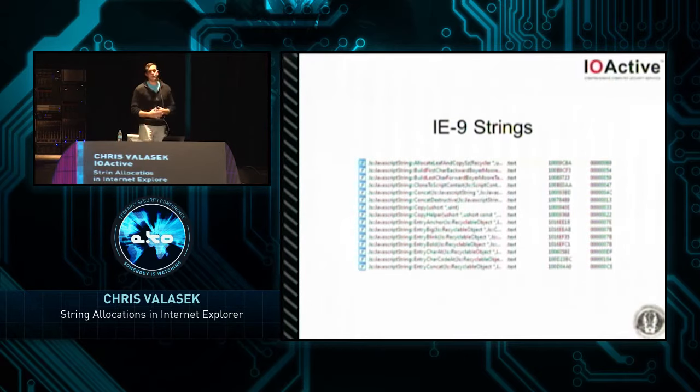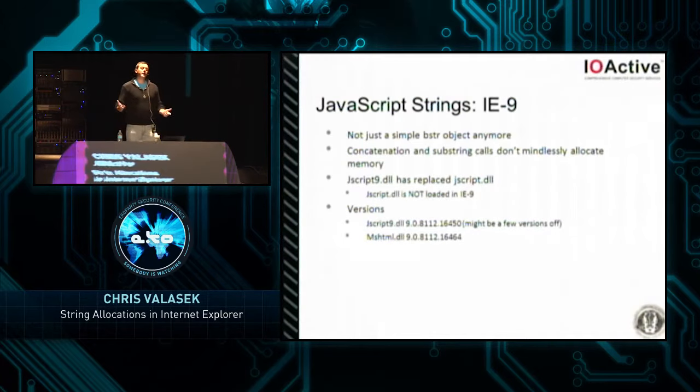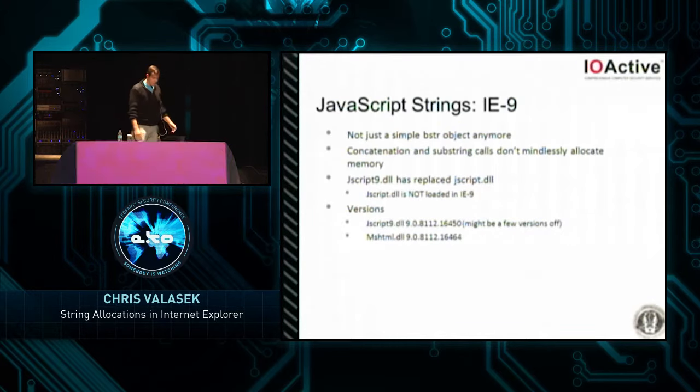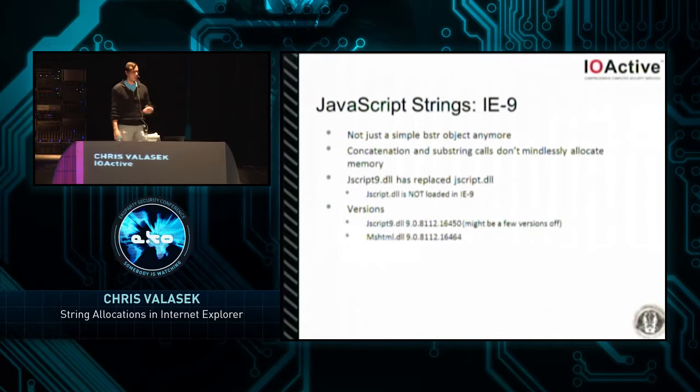Now we're going to move on to how these strings work in IE9. Every string that you create isn't just a BSTR anymore. And a BSTR, for those of you who don't know, is an object, a piece of memory that has a 4-byte size, the string, and a 2-byte null terminator. These are fairly popular within Windows software and otherwise. You no longer see JScript.dll even loaded in the modules list in Internet Explorer 9, 10, and 11. JScript 9 is their new way of doing these things.